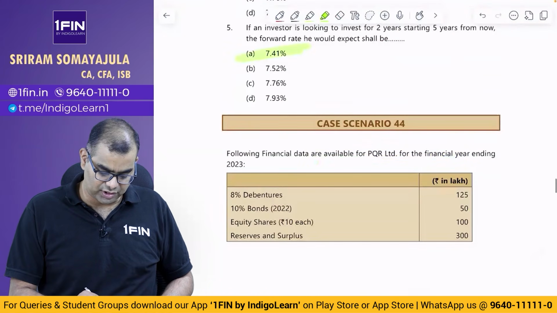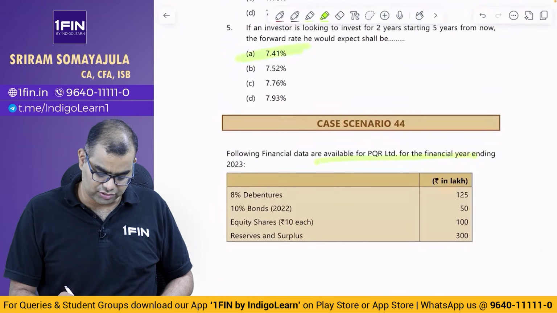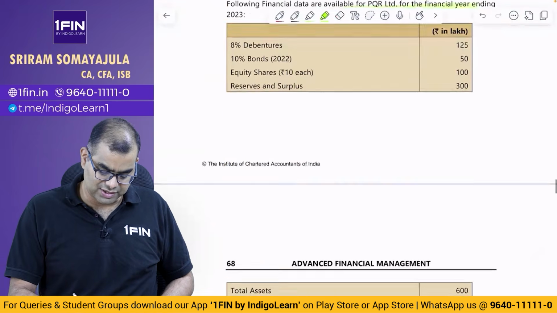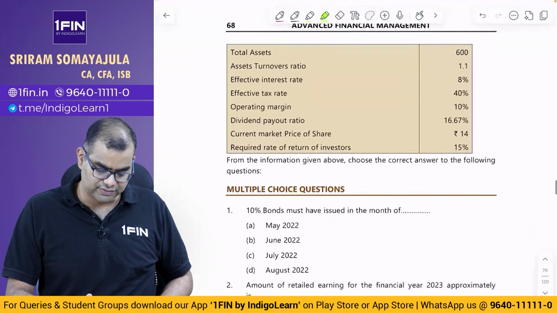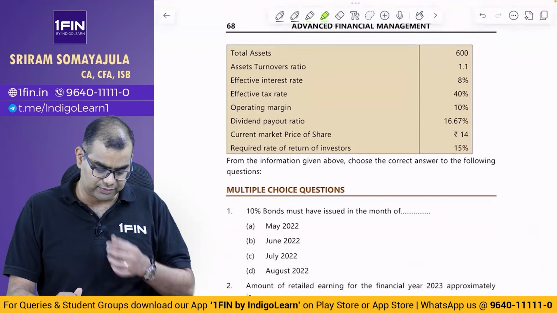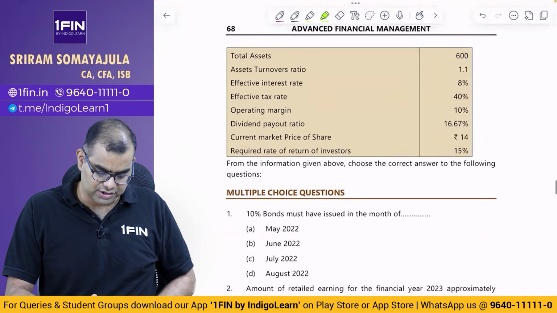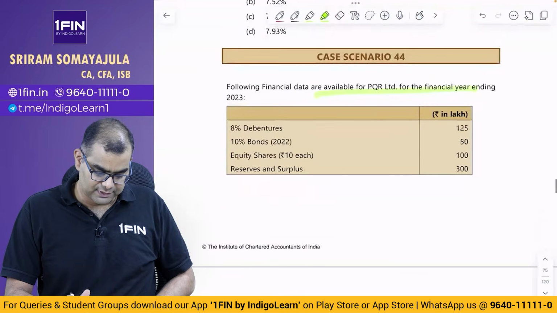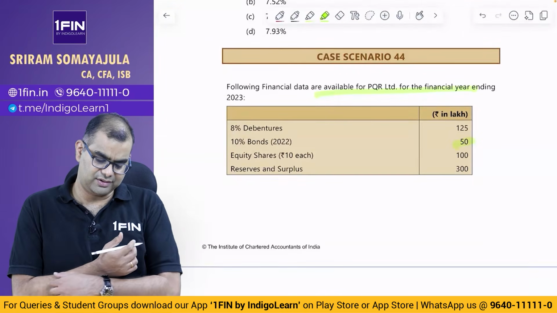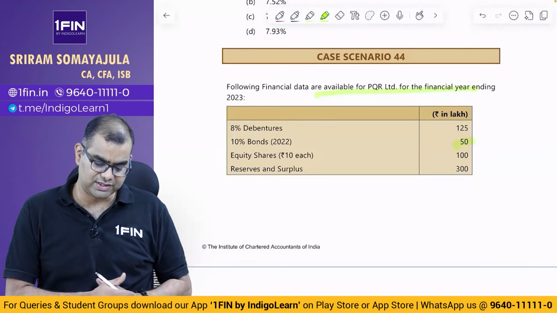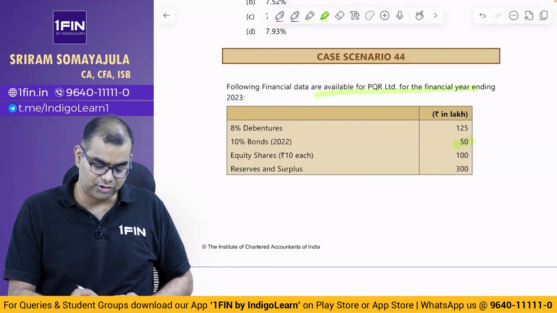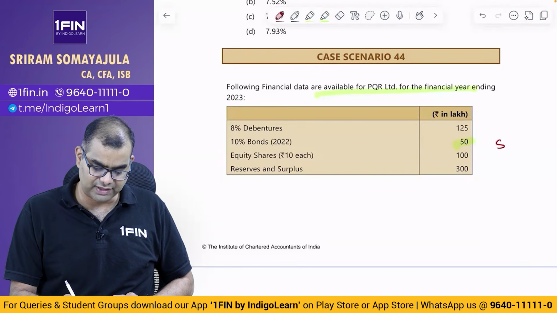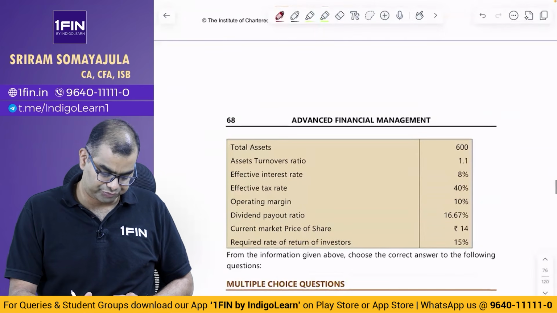Then, next, the following financial data is available for the financial year: debentures, bonds, equity shares, reserves, total assets, asset turnover, effective interest rate, effective tax rate, operating margin, dividend payout, current market price, required rate of return. From the above, choose the correct answer. 10% bonds must have been issued in which month? See, 10% bonds are 50 lakhs. So, at the end of financial year ending 23, they were issued... ideally what should be the interest? Interest should be 5 lakhs. But what is the interest?